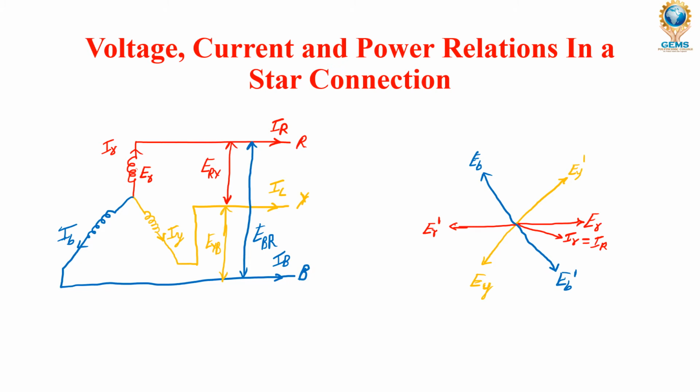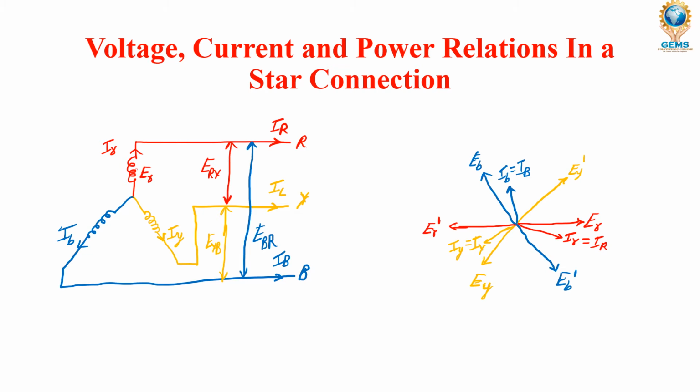Here in Y, the current in this Y phase is Iy, small y, that is phase current is equal to line current I capital Y. Similar to this B, Ib, phase current in B is equal to line current. This is the phase current and phase voltage diagram.